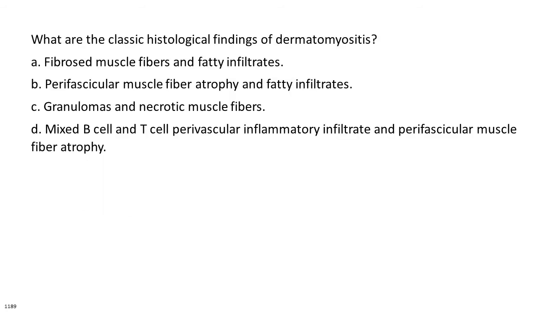What are the classic histological findings of dermatomyositis? A. Fibrous muscle fibers and fatty infiltrates. B. Parafascicular muscle fiber atrophy and fatty infiltrates. C. Granulomas and necrotic muscle fibers. D. Mixed B-cell and T-cell perivascular inflammatory infiltrate and perifascicular muscle fiber atrophy.